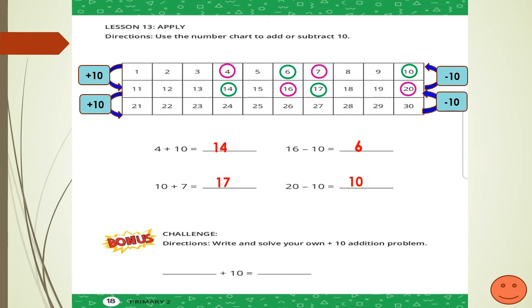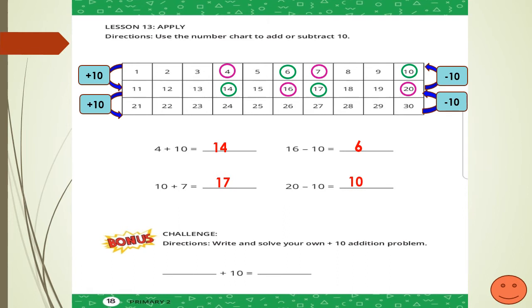Now, if I don't have the number chart and I want to solve the following problems using adding or subtracting 10 strategy. Now let's assume I don't have the number chart, okay? And I want to solve them. 4 plus 10. First, you have to write the ones place as it is. 4 will be 4. And look at the tens place and add 1. Tens place here, 0. 0 plus 1 equals 1.